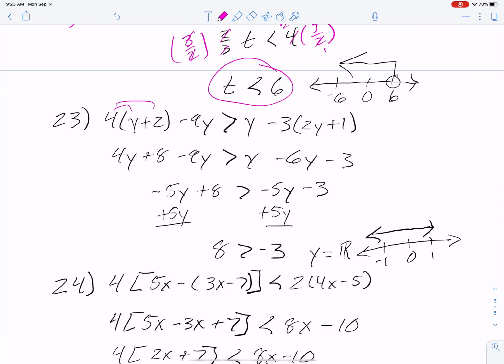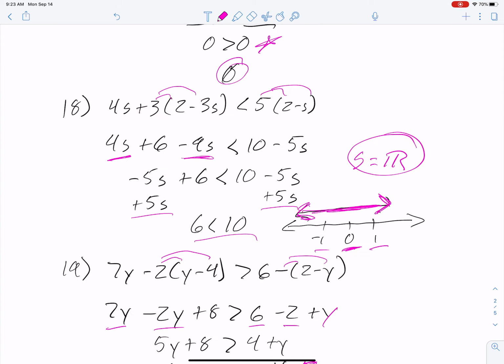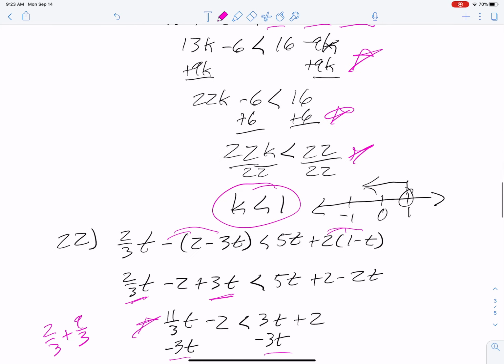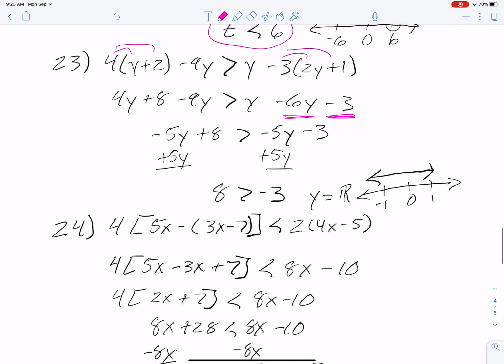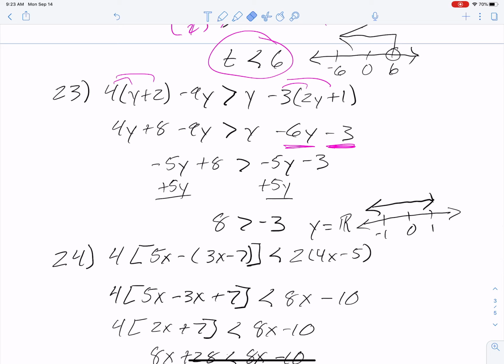23, I distribute my 4. I distribute my negative 3. Again, be careful. Make sure you include the negative. Notice on the right-hand side, I got negative 6y minus 3. Nope, sorry about that. Now I can start to combine any like terms that I might have, like y minus 6y, or negative 9y and 4y. I add 5y to both sides.